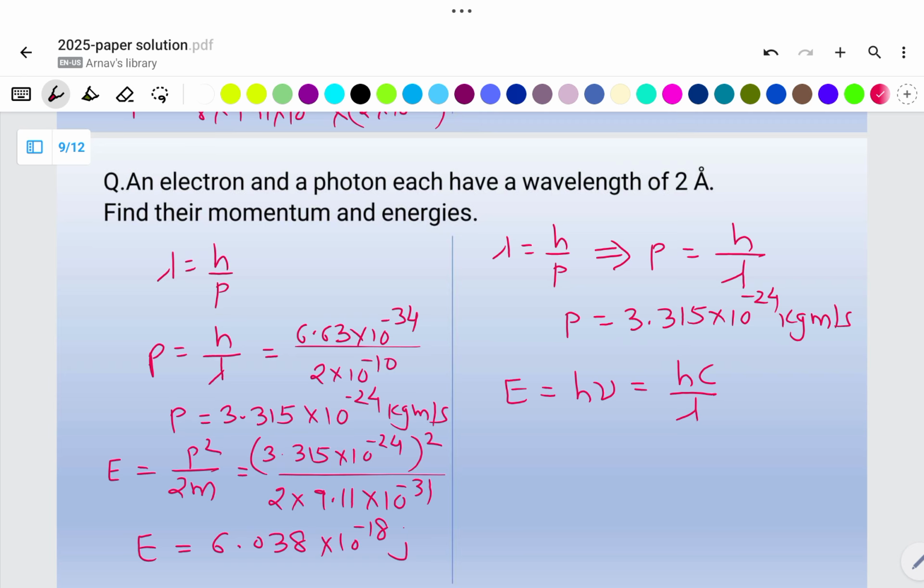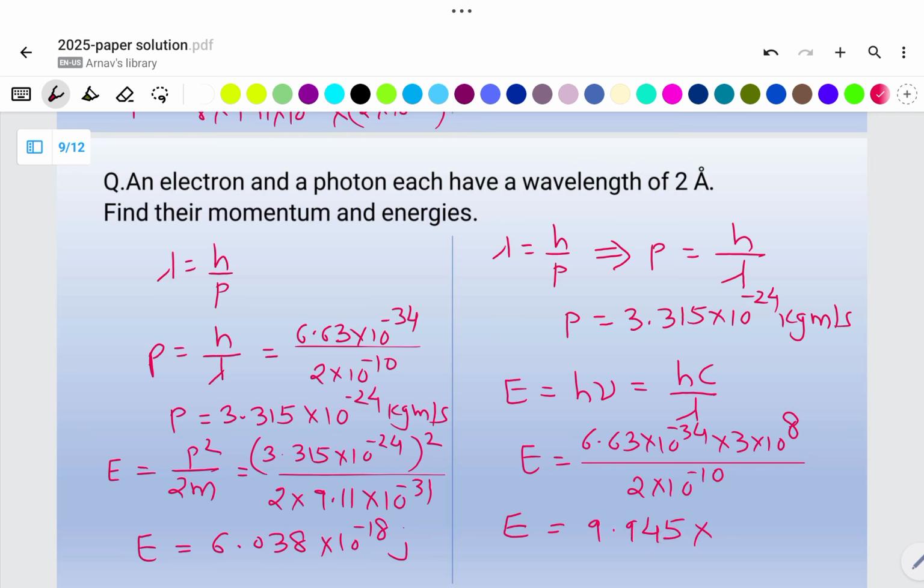So to find this, we have given wavelength: 6.63 into 10 to minus 34 into 3 into 10 to 8, which is the speed of light, divided by wavelength, which is given 2 into 10 to minus 10. So the energy of photon comes out to be 9.945 into 10 to minus 16 joule.